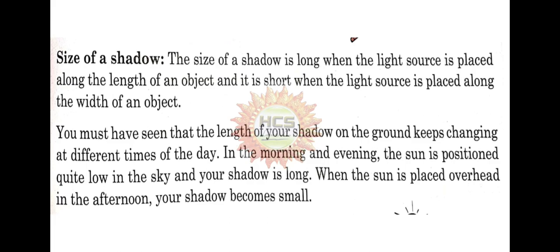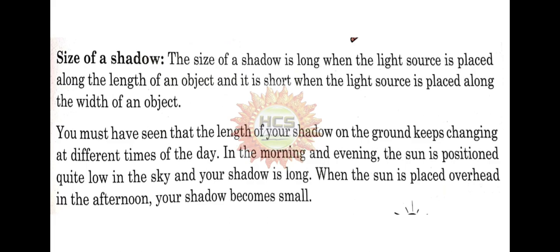Now what about the size of shadow? The size of shadow is long when the light source is placed along the length of an object, and it is short when the light source is placed along the width of an object. You must have seen that the length of your shadow on the ground keeps changing at different times of the day. In the morning and evening, the sun is positioned quite low in the sky, and your shadow is long. When the sun is placed overhead in the afternoon, your shadow becomes small.